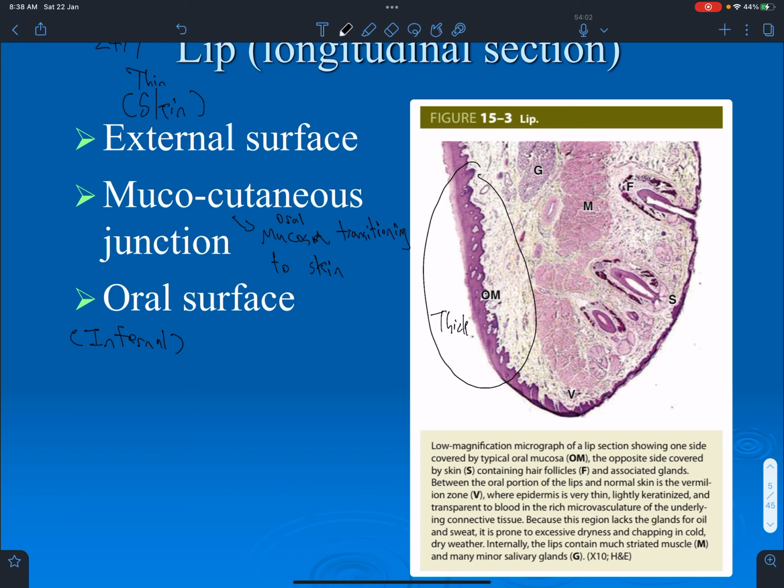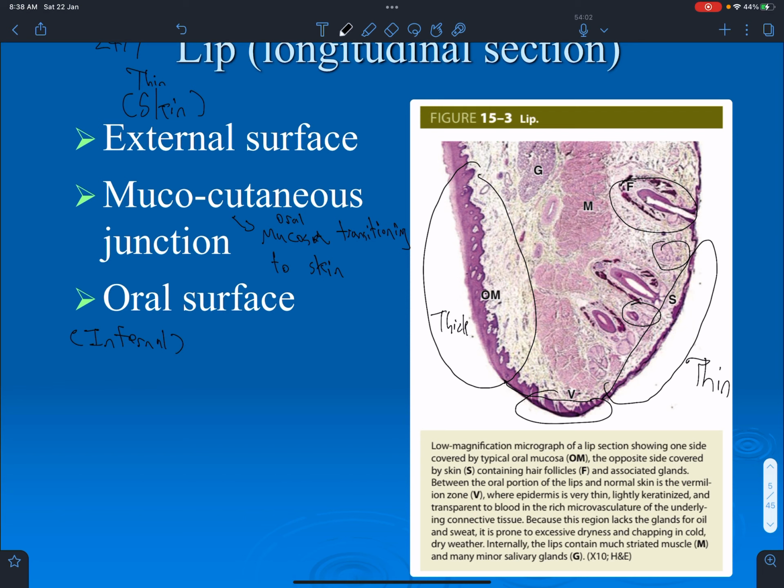Now, as you go internally to externally, you'll see the vermilion zone or the mucocutaneous junction, which is the region in which there's a transition between the oral mucosa and the next one we're going to link it to, the external surface, which is skin, which is lined by a thin, you can see the difference, thin, stratified squamous keratinized epithelium. So one is non-keratinized, one is keratinized. One is thick, one is thin. And like any other skin, it will contain hair follicles, sebaceous glands, sweat glands, the typical stuff that we would see under the skin histology.